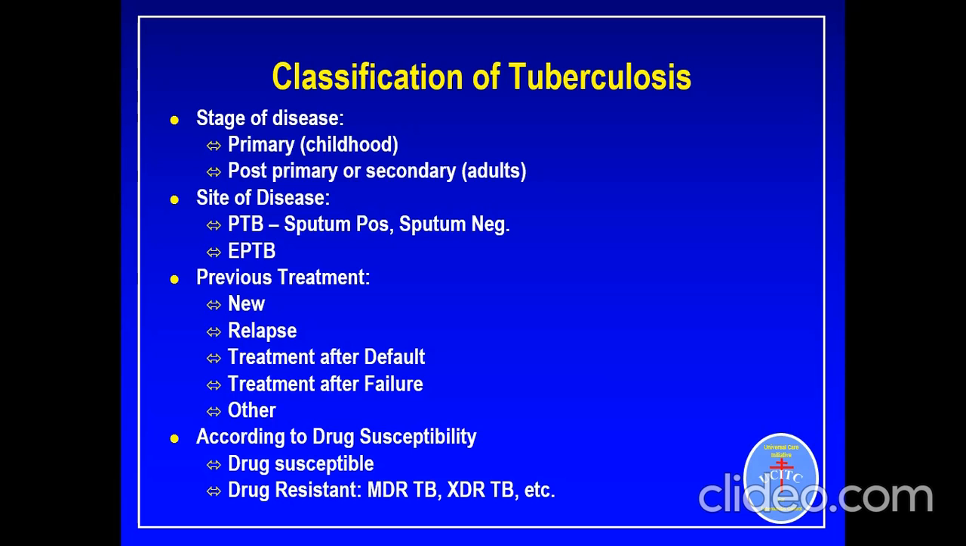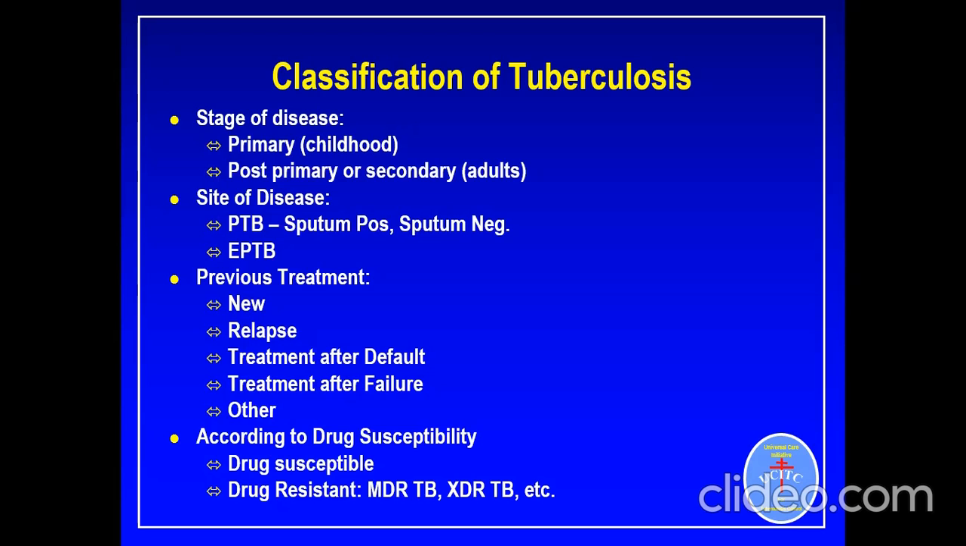Treatment after failure is a person who has been on regular treatment, but his sputum has not converted. Also, if the CBNAAT or the cultures show that he is suffering from drug susceptible tuberculosis, then he is put on the same drug susceptible TB regimen, or if he is found to have drug resistance, then appropriate treatment has to be given. And others, anything that does not fit into the above 4, is classified as others.